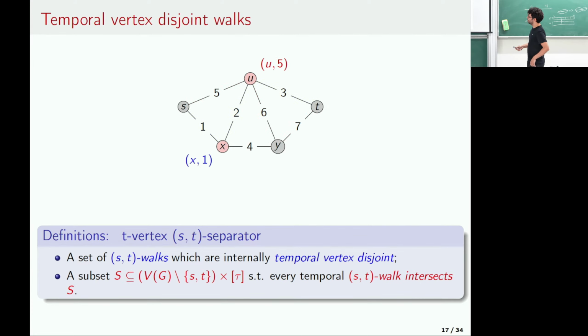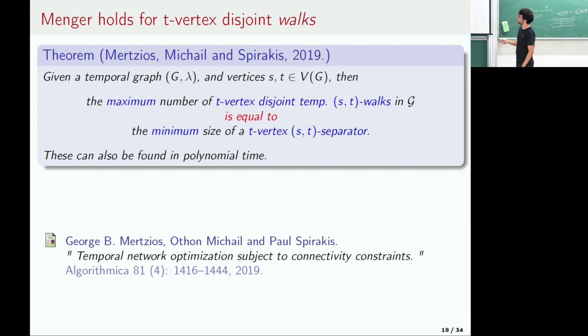Okay, and the separator. So I have here 2 walks, 2 separators. And so if I'm looking for temporal disjoint, and I'm looking for temporal separator, then Menger holds. Okay, very simple statement here.